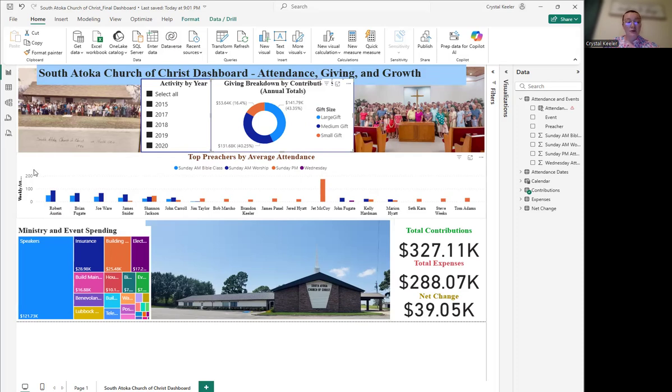Down here in the middle, this is my preacher average by attendance, average attendance. Each column color represents a different day, whether it was Sunday AM Bible class, Sunday AM worship, Sunday PM, or Wednesdays. When I was looking at this, it looks like John Fugate, you can very barely see it, is the only one actually on here for Wednesdays.